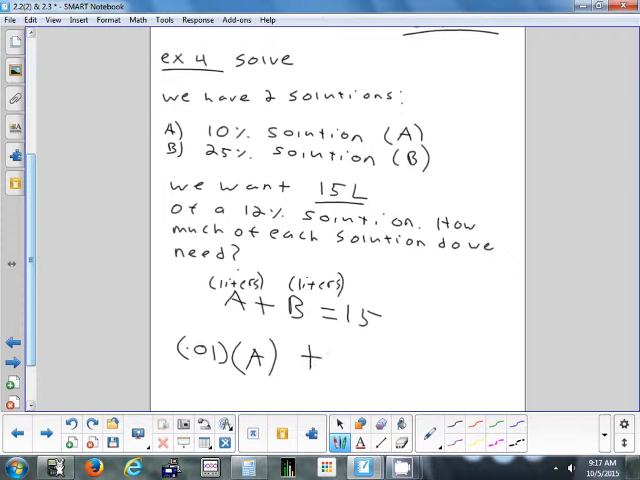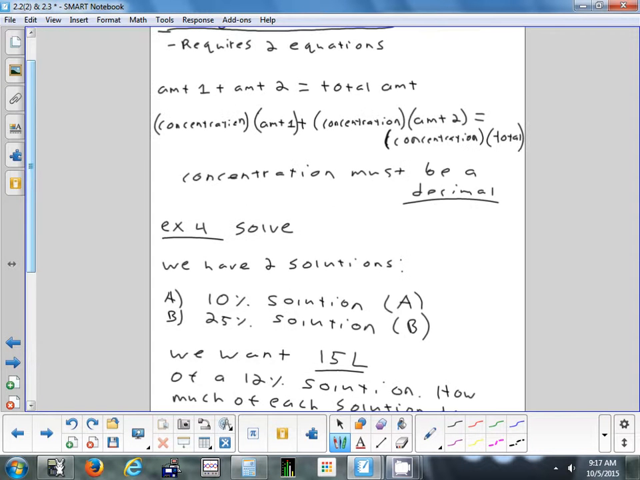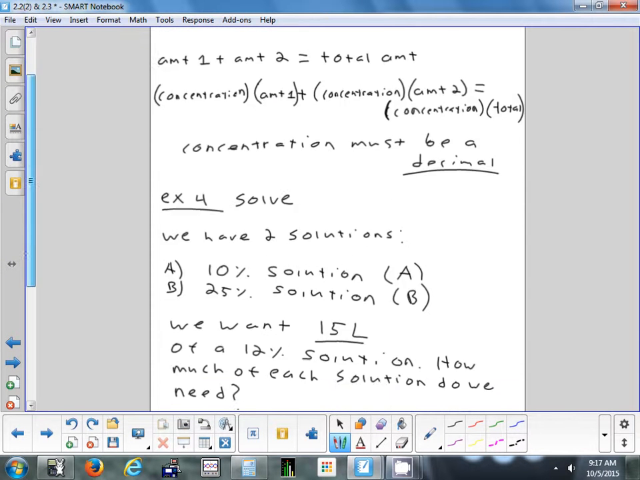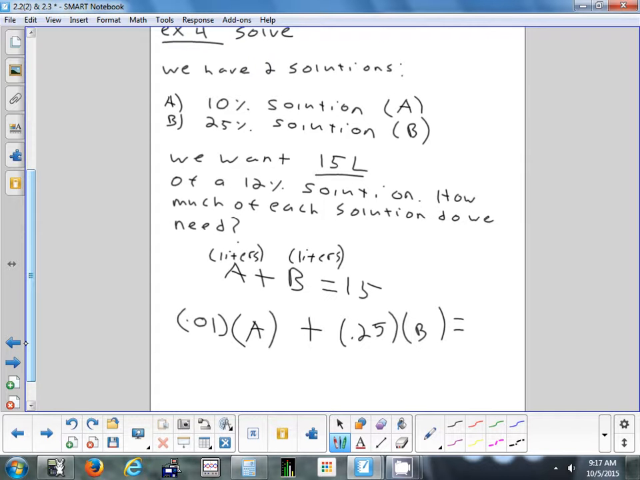Okay, plus now we need the concentration of solution B. Okay, well, what would that be? 0.25. Good, 0.25. And how much of that one are you using? B. Okay, and now the last part is both numbers. I want to know what the final concentration is going to be and the total amount. Eric? In that equation that you just did, using 10% of the A, it should be 0.1. Oh yeah, I wrote 0.01, thank you.